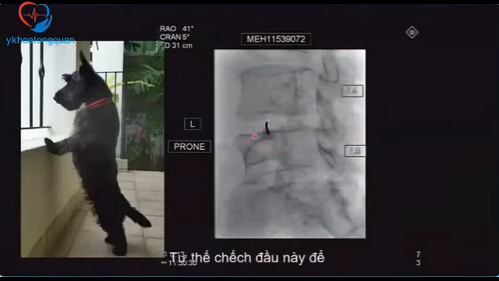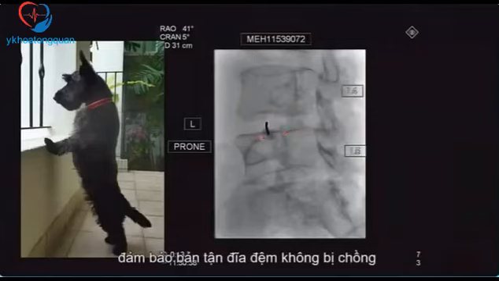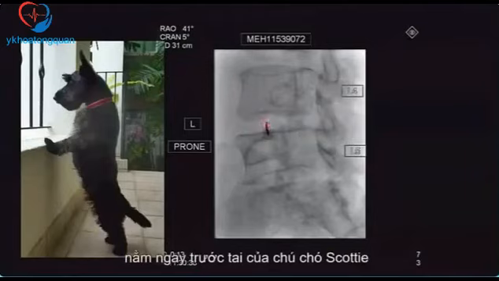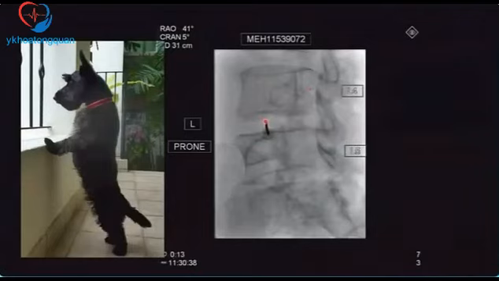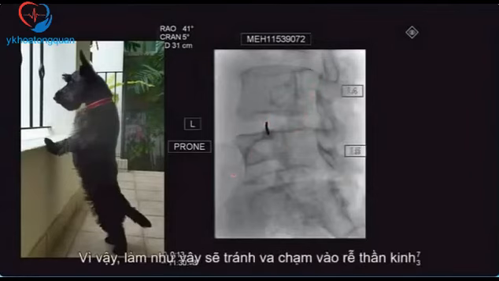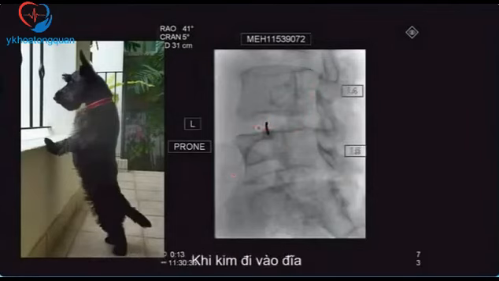The tilt of the tube cranially is then performed to ensure that the inferior end plate is flat and the target is just in front of the ear of the Scotty dog. The reason why this is chosen is because in this position, the nerve root runs posterior to the Scotty dog's ear. So by doing this, we avoid hitting the nerve root as the needle enters the disc.